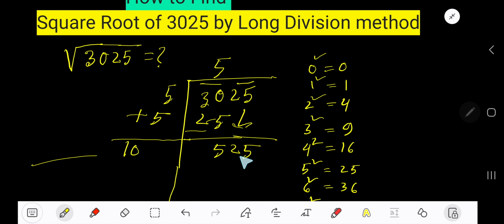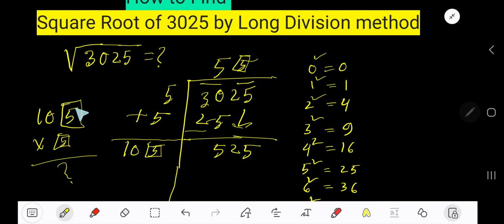Now we need to work for this dividend. You have to take a digit here, and the same digit will come to the quotient also, and you need to multiply. This product will be equal to 525 or nearest to this. Look, if you place 5 here, then what will happen? Let's check. 5 times this 105.